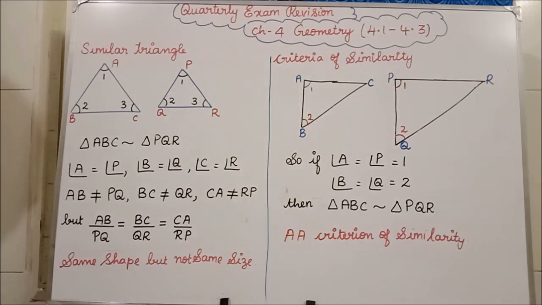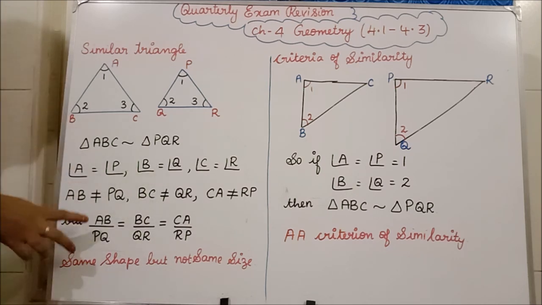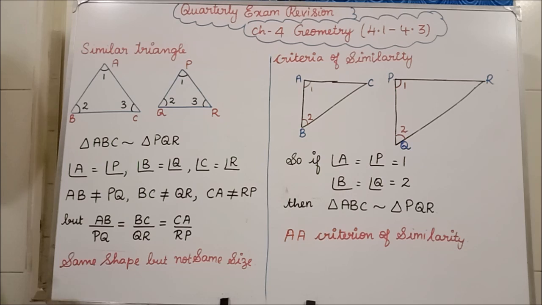Here, if the two triangles are similar, the corresponding sides are proportional. Based on this concept only, we will be solving all the problems in exercise 4.1. Now we have some criteria to say the two triangles are similar. The first criterion we are going to see is the AA criterion of similarity.